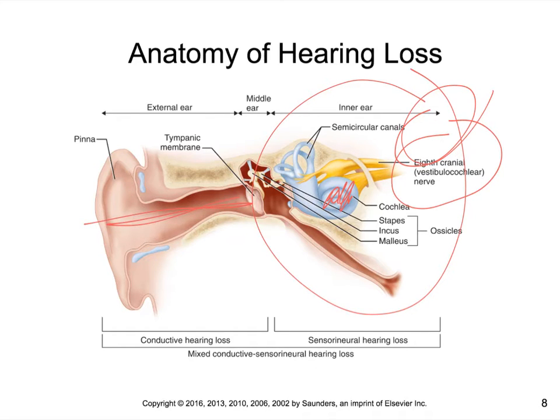It's important to identify which kind of hearing loss they have so that it can be treated appropriately. Sometimes a conductive hearing loss can be treated just by removal of the obstruction.